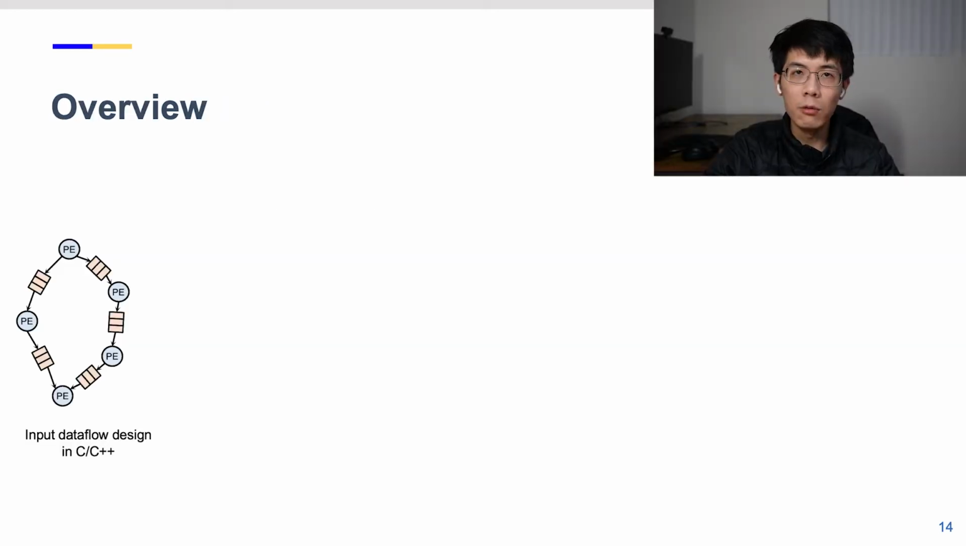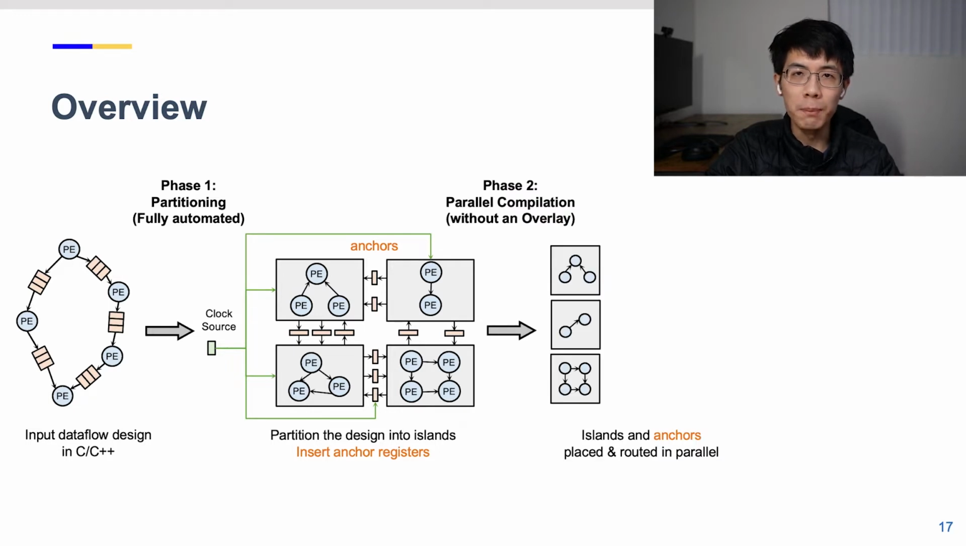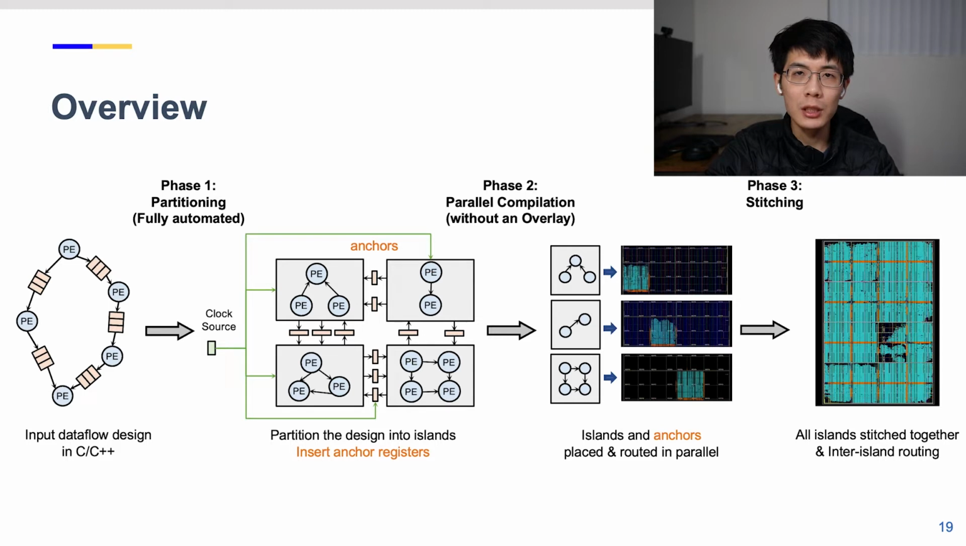Here's an overview of RapidStream. We start with an HLS dataflow design. Phase 1 automatically partitions the HLS design and pipelines the connections between partitions. Phase 2 implements each partition in parallel without relying on any pre-built structures for isolation purpose. Finally, Phase 3 stitches the partial output together into the final physical implementation.